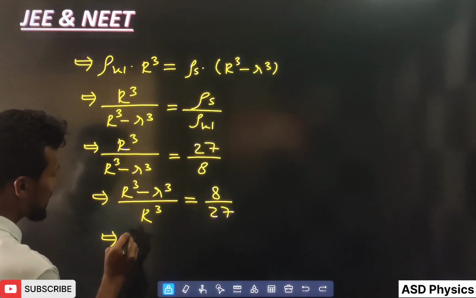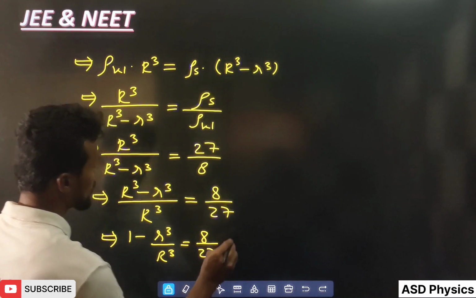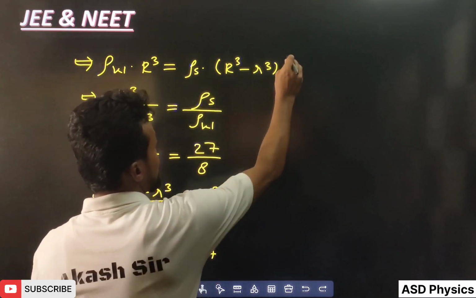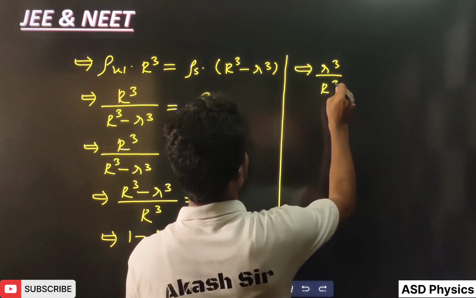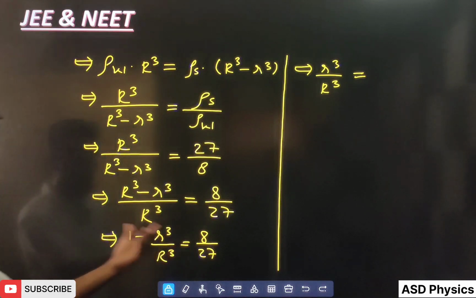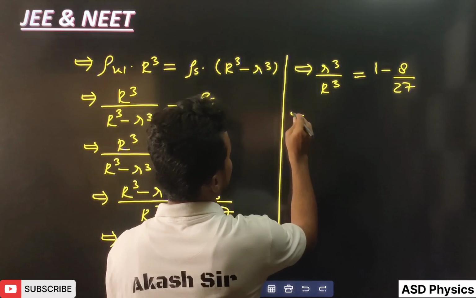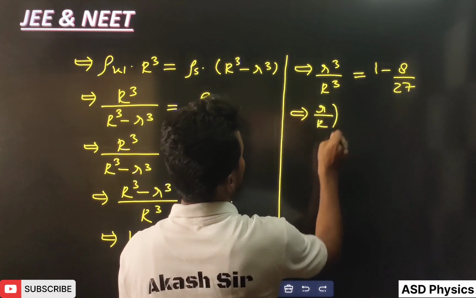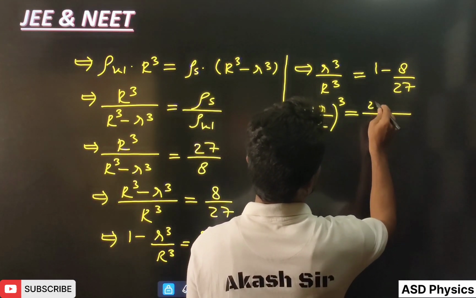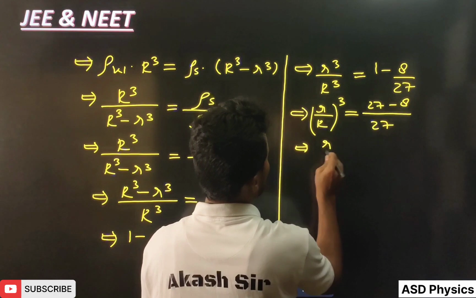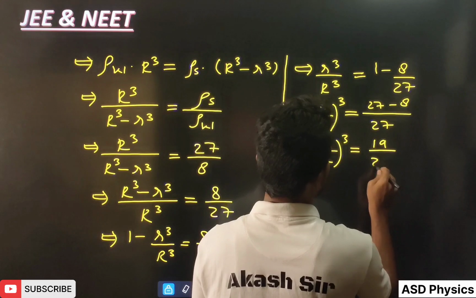So this becomes R³ by R³, that is 1 minus r³ by R³, equal to 8 by 27. Up to this we have done. After that, r³ by R³ will come as 1 minus 8 by 27. Take the LCM, which is 27, so 27 minus 8. So we can write (r by R) whole cube is 19 by 27.